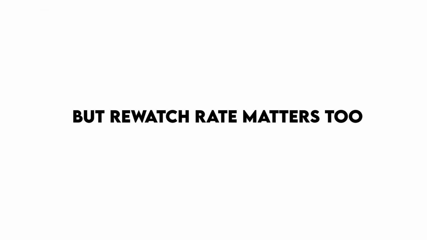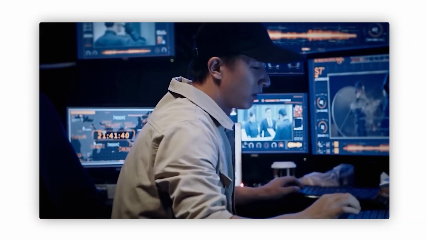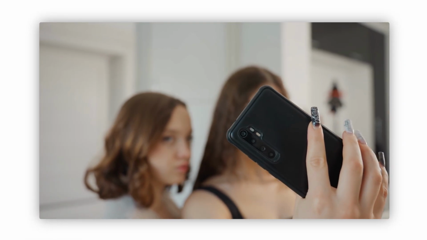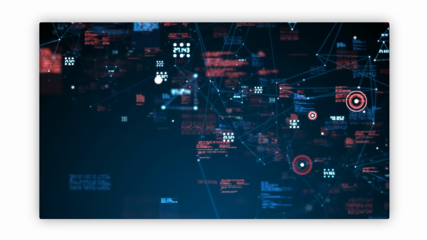But rewatch rate matters too. If someone loops a video even once, TikTok treats that as a strong positive signal, essentially 2 votes for the same piece of content in a row. The hook is for the viewer, sure, but it's also a message to the algorithm that will push your video further.